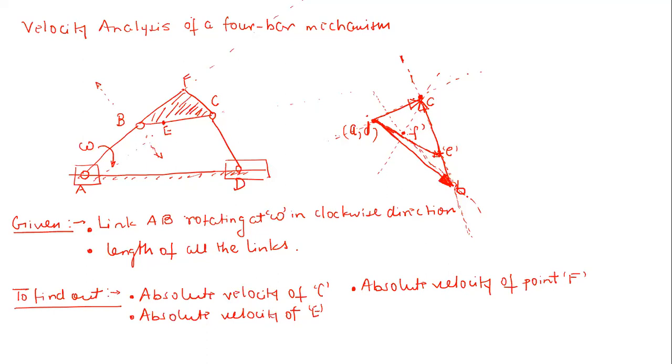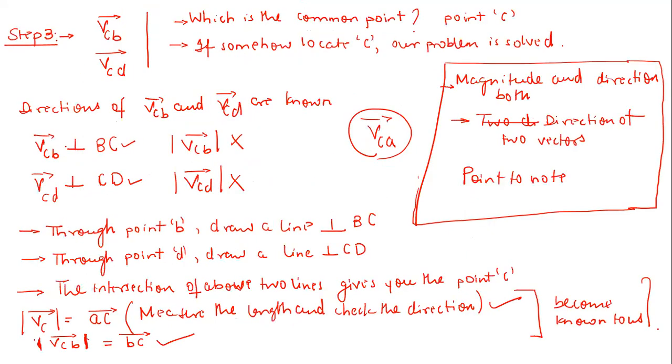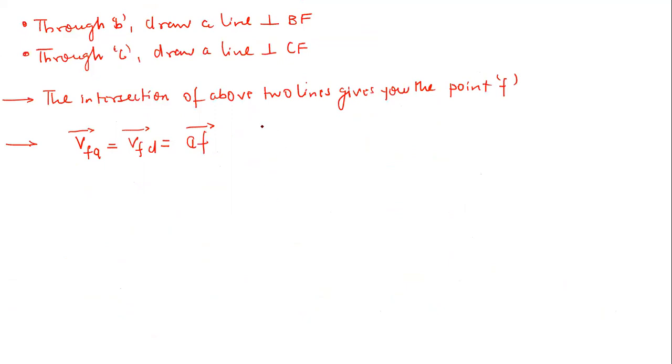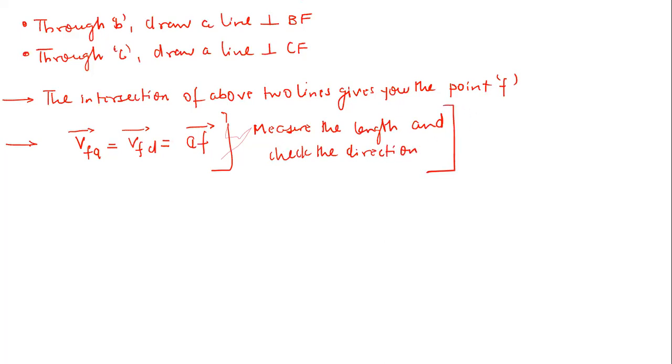Now you have to find out the absolute velocity of this point F. So what you need to do is simply join A with F. So this is your absolute velocity of point F. So just again measure the length from the velocity diagram, measure the length and check the direction or mark the direction simply. So see, this is the entire analysis of a four-bar mechanism. I hope this is clear to all of you.